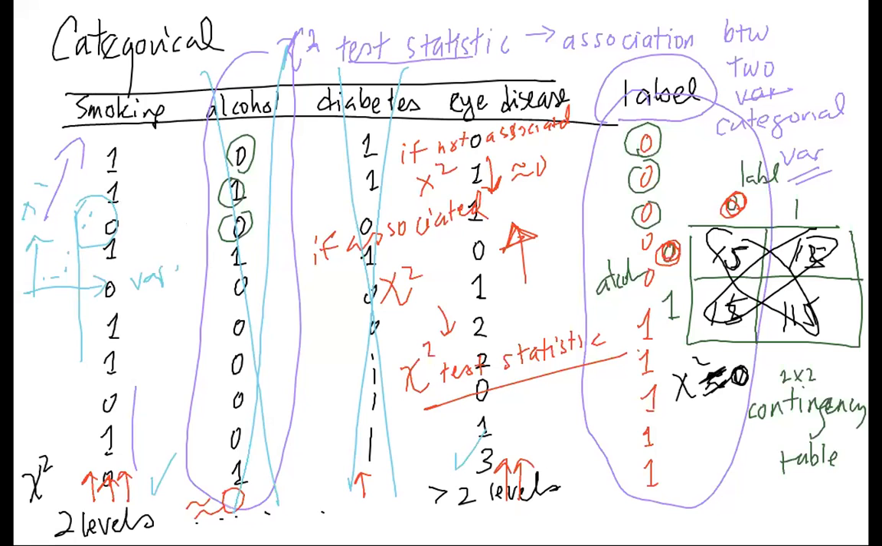Just wondering, is association and correlation similar, just that association is for categorical variables and correlation is for numerical variables?